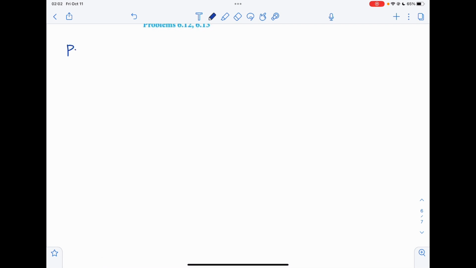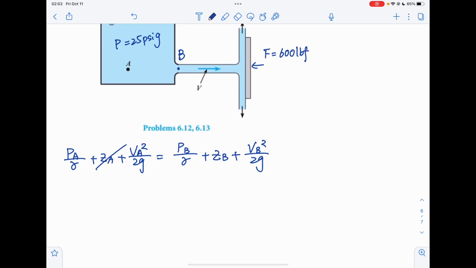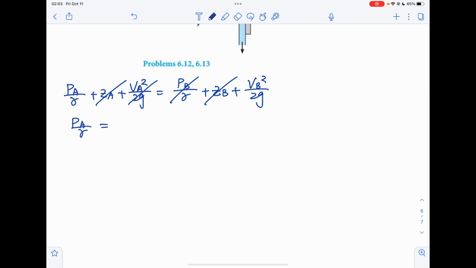Okay, so now let's write down the Bernoulli's equation. PA over gamma plus ZA plus VA squared over 2g, which equals PB over gamma plus ZB plus VB squared over 2g. So both point A and point B are at the same elevation, so this term will cancel out. Point B is open to the air, so it's also 0. And point A doesn't have any velocity, so this term is also cancelled out. So this will give us only PA over gamma equals VB squared over 2g. Okay. So if we simplify that, we can get VB equals square root of 2 times PA over rho.